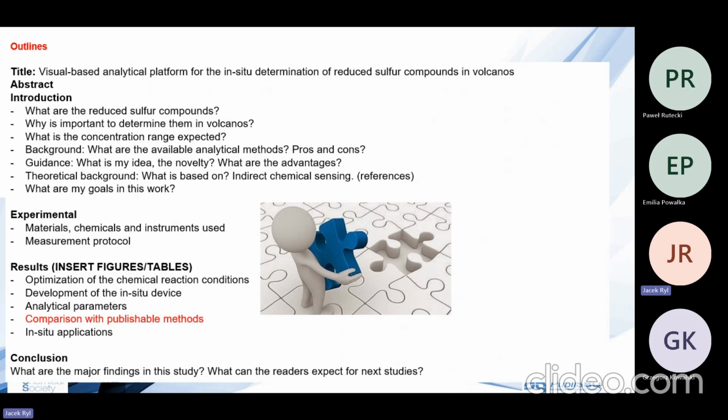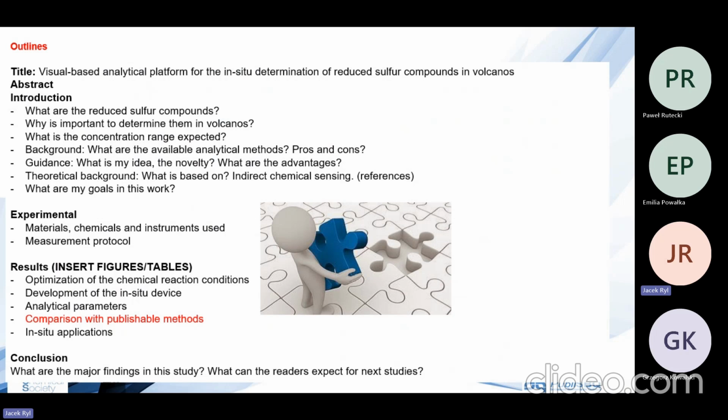So for example, this is just an example of a paper I'll show you. This is an analytical chemistry paper, visual-based analytical platform for the in situ determination of reduced sulfur compounds in volcanoes. So regarding this topic, in the introduction, what would I expect to see? A comment, for example, regarding what the reduced sulfur compounds are. Why is it important to determine them in volcanoes? What's the concentration range expected? The background: what are the available analytical methods, pros and cons? What's my idea or the novelty that I would like to present in this report? And what are the advantages of this?